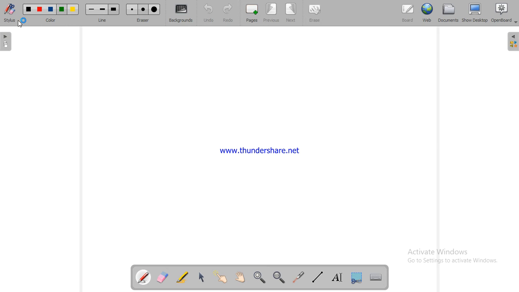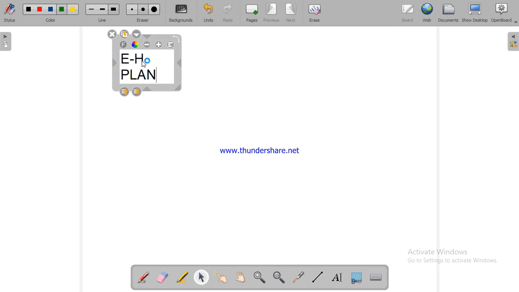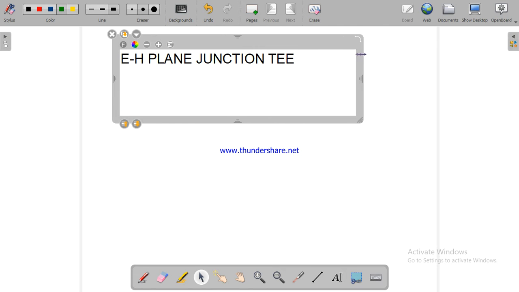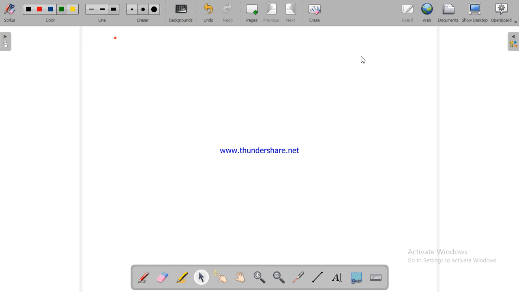Today's topic is magic T, that is EH plane T junction. We can call it EH, that is electric field and magnetic field, EH plane junction T. It is also called a hybrid junction.